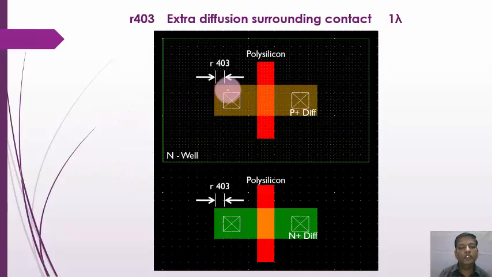Then R403, that is extra diffusion surrounding contact, 1 lambda. Extra diffusion surrounding contact from here, whatever contact we have deposited, so extra is 1 lambda, that is R403. Have you got it? 1 lambda.